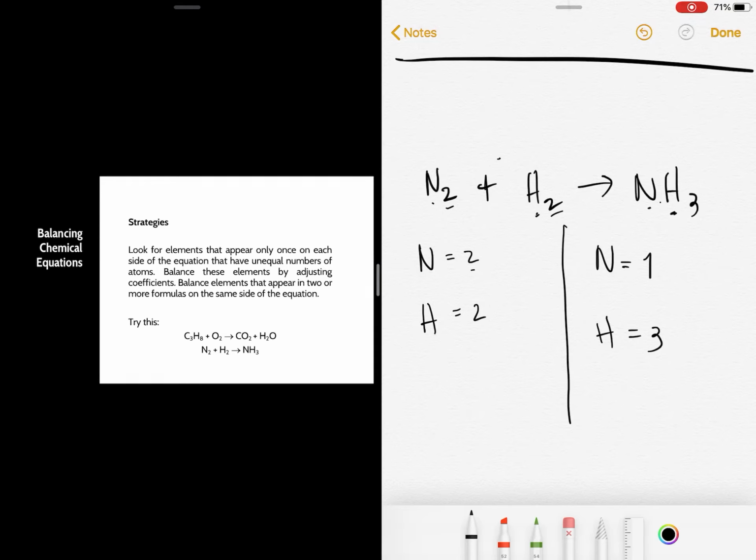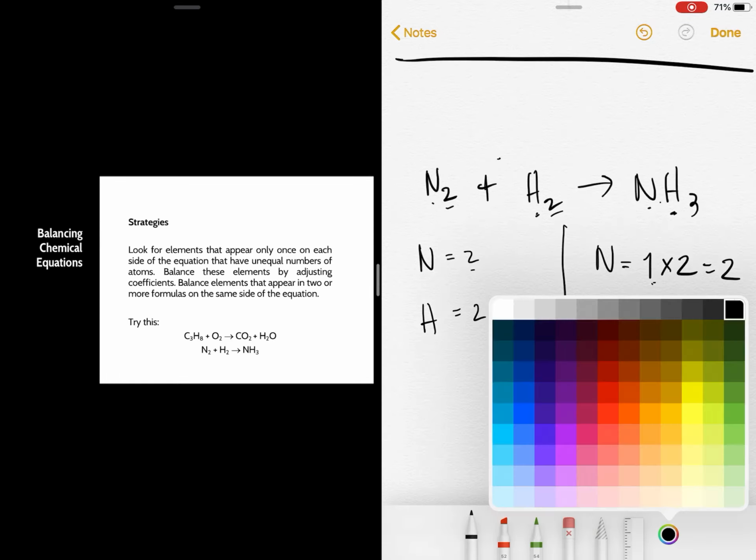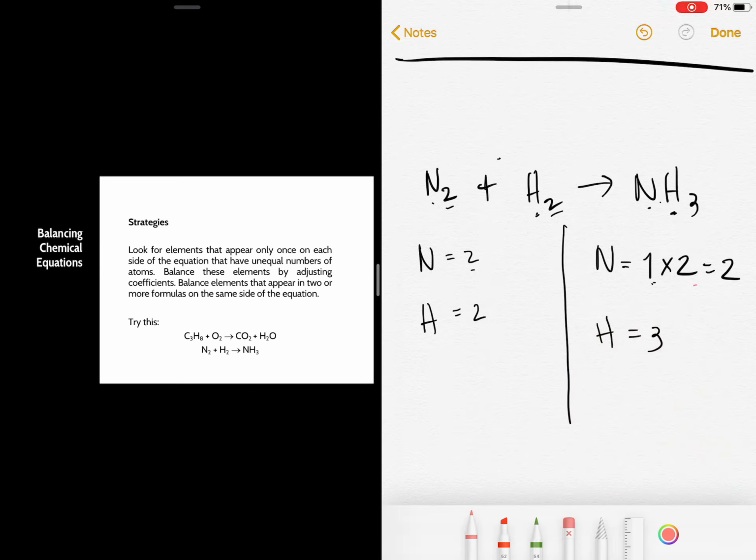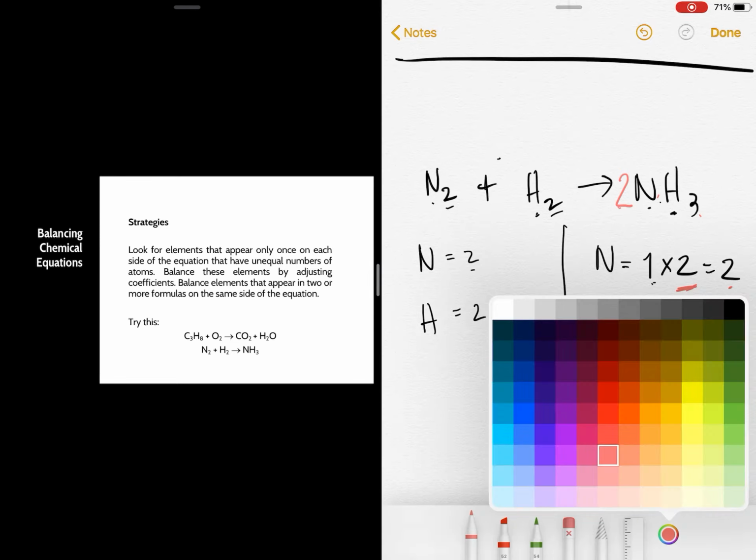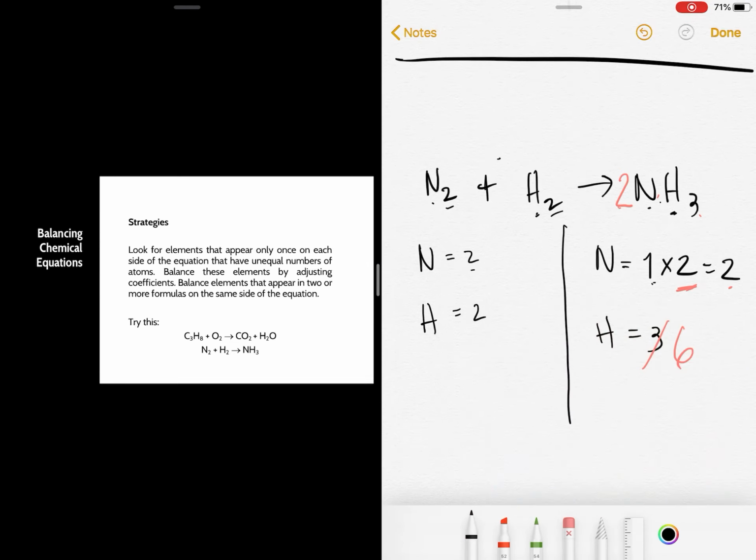Hindi ko pwedeng bawasan tong 2 para maging 1. Pero itong 1, pwede nating gawing 2. How do you do that? You multiply this by 2. So, 1 times 2 is equal to 2. Okay. So, this number na pinang-multiply ninyo, it will become a coefficient. Madidistribute yan. 2 times 1, 2 for nitrogen. 2 times 3 for hydrogen is 6. So, 6 na dito.